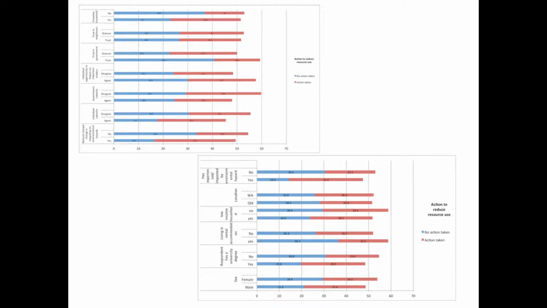Similarly, respondents who believed in climate change, those that thought it was the individual's responsibility rather than government's to take action, those that lived in a proactive household, and those who didn't trust others to take action had higher levels of reported action to reduce resource use.